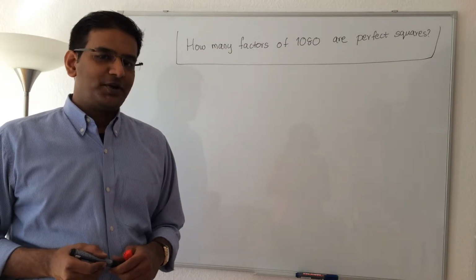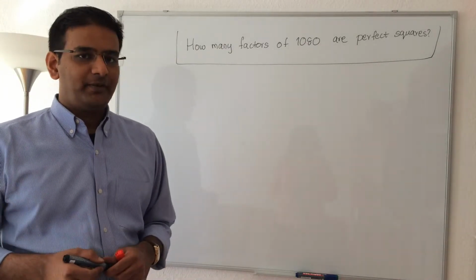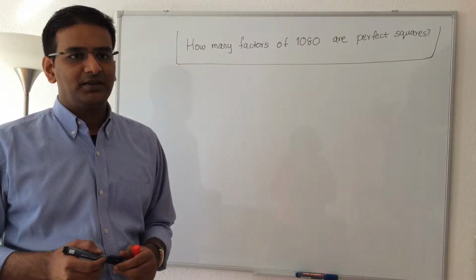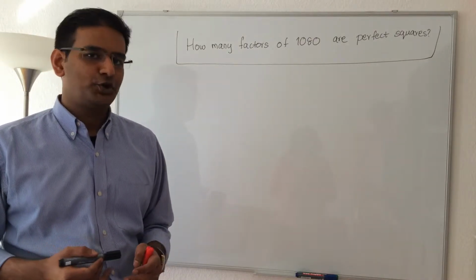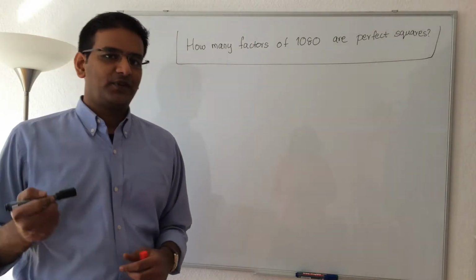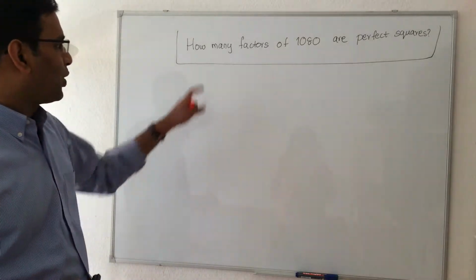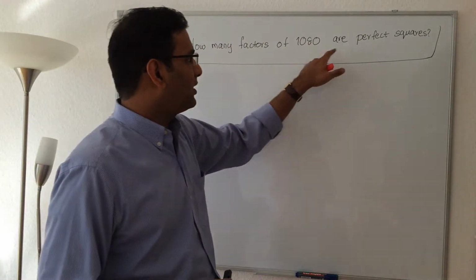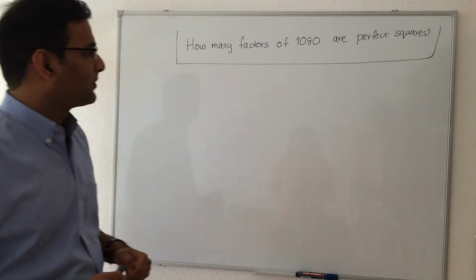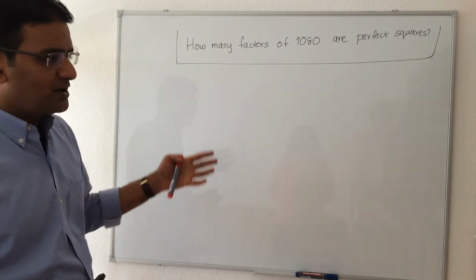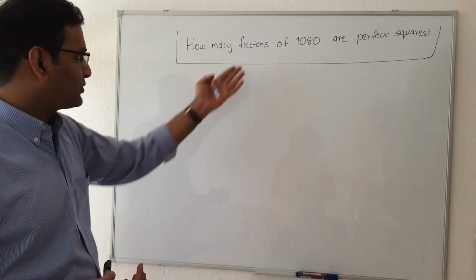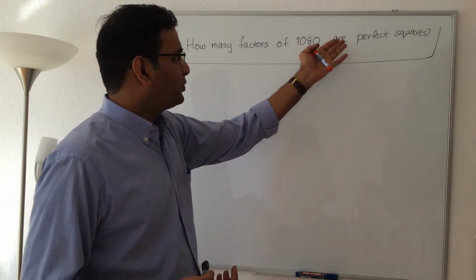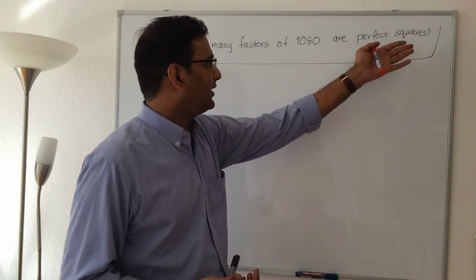Hello, today we are going to look at an interesting number theory problem which I would say is in the 650 plus range on the GMAT-CAT. The question reads as follows. How many factors of 1080 are perfect squares? So we are asked to count the number of factors of 1080 which adhere to a perfect square criteria.